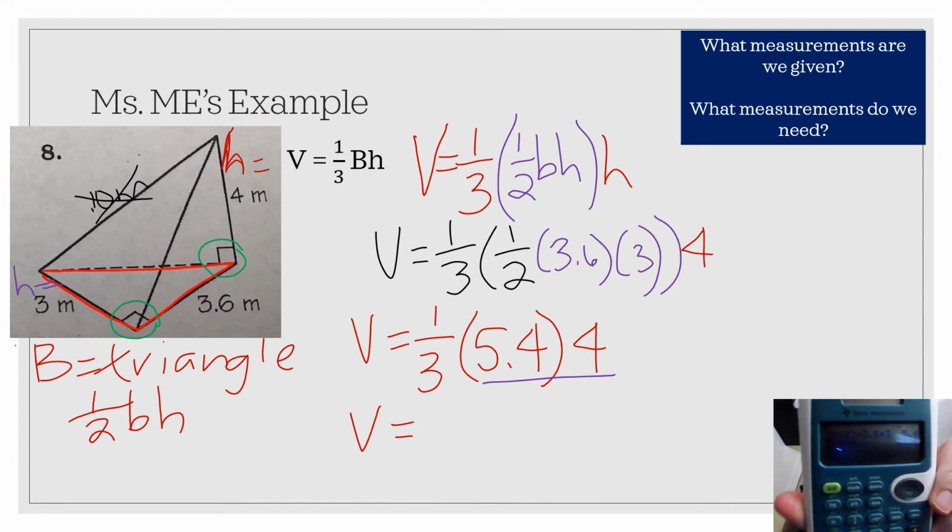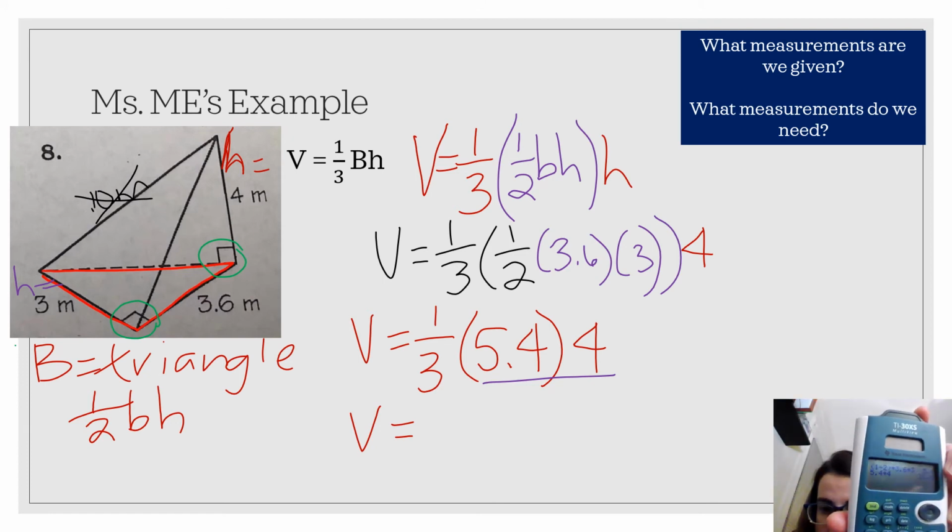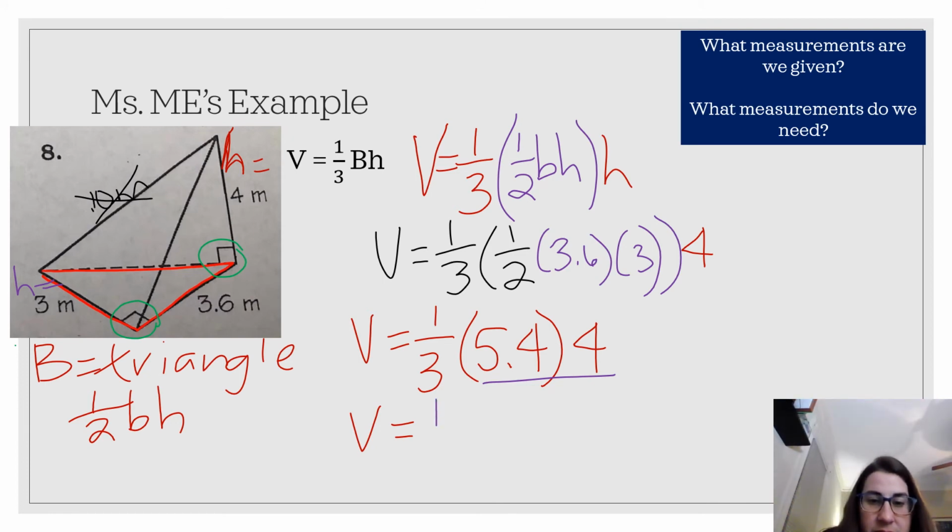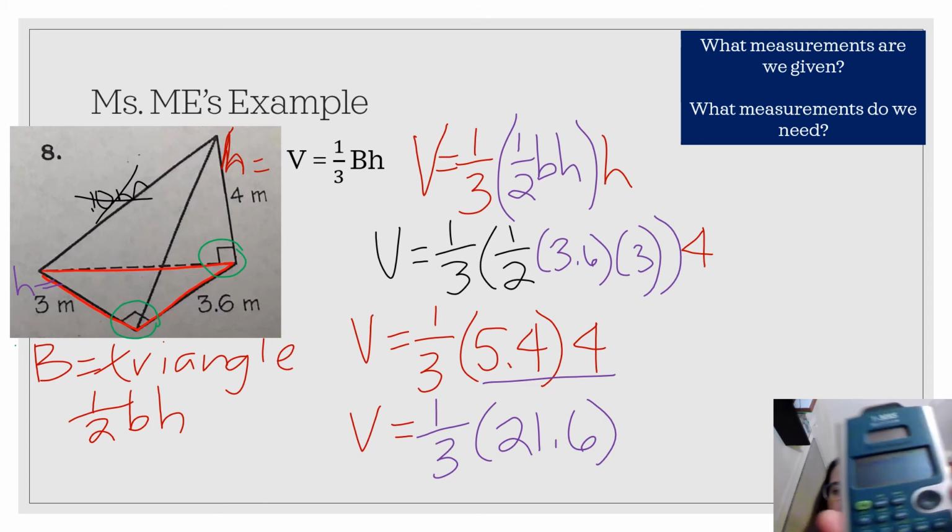That gives me 21.6. So I have 1/3 times 21.6. Now I'm going to multiply that by 1 divided by 3. So I'm going to show you how I put it in the calculator. So 21.6 times 1 divided by 3. Putting it in like that.